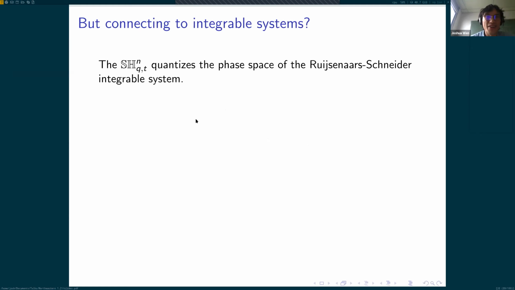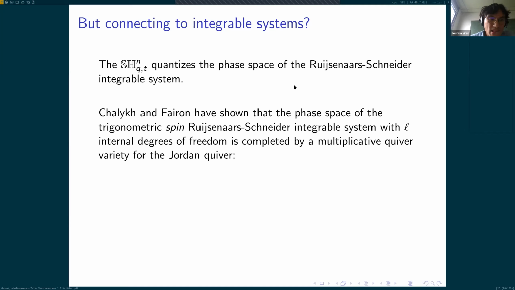Okay, but I was talking about integrable systems. Why am I talking about spherical DAHA? Well, this quantizes, really a completion of, the phase space of the trigonometric Ruijsenaars-Schneider integrable system. Chalykh and Fairon have described the phase space of the trigonometric spin Ruijsenaars-Schneider system with L internal degrees of freedom as a multiplicative quiver variety for the Jordan quiver. So L is in the framing. And when L equals 1, you get back to here.